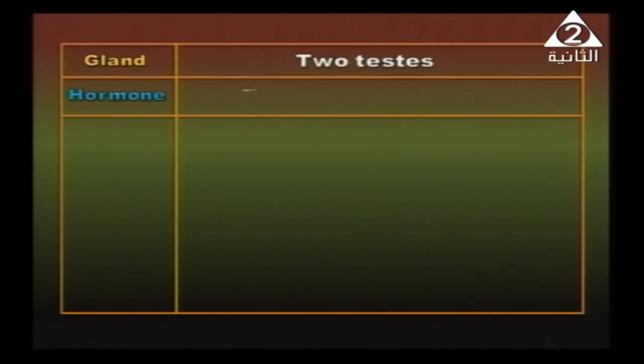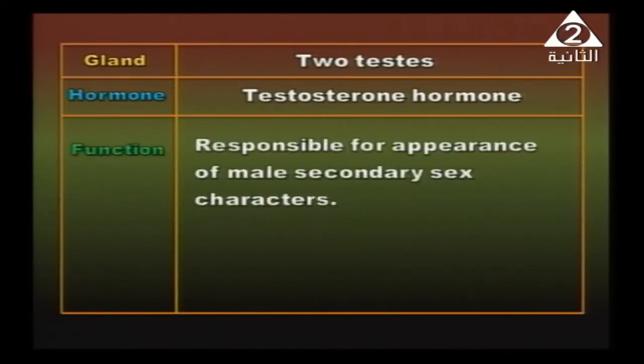What is the function of testosterone hormone? Testosterone hormone is produced from the two testes. Its function is responsible for the appearance of the male secondary sex characters at puberty time.